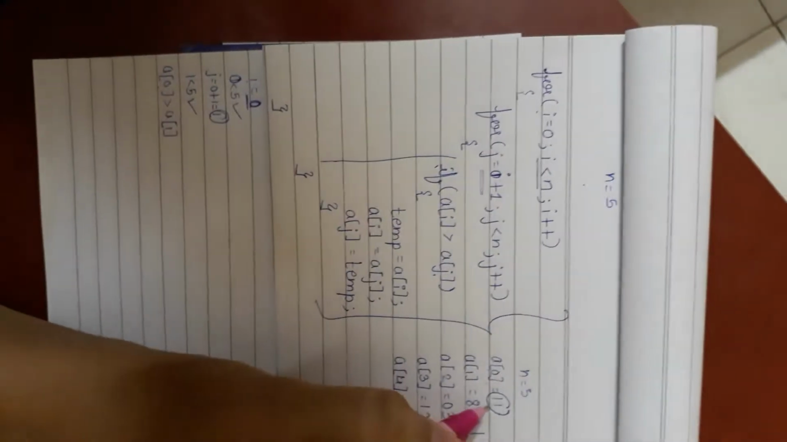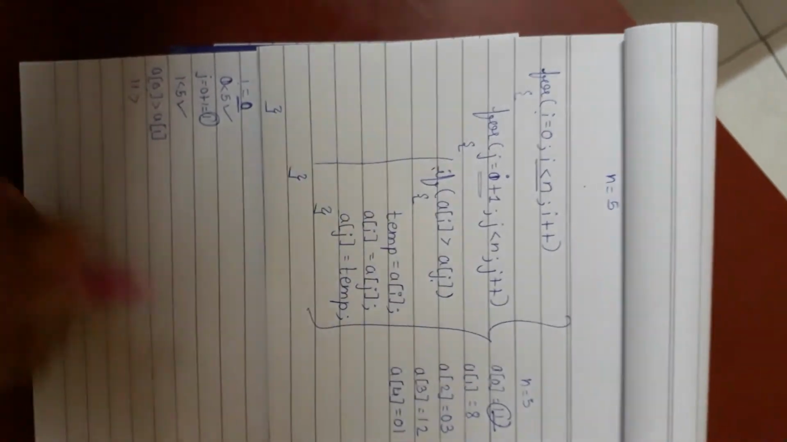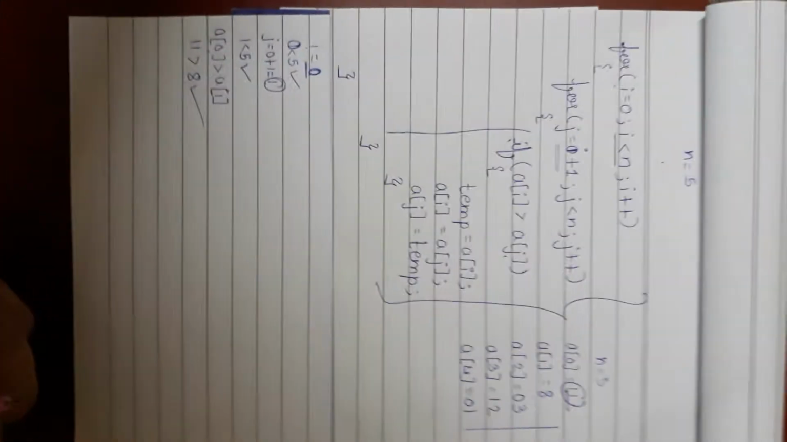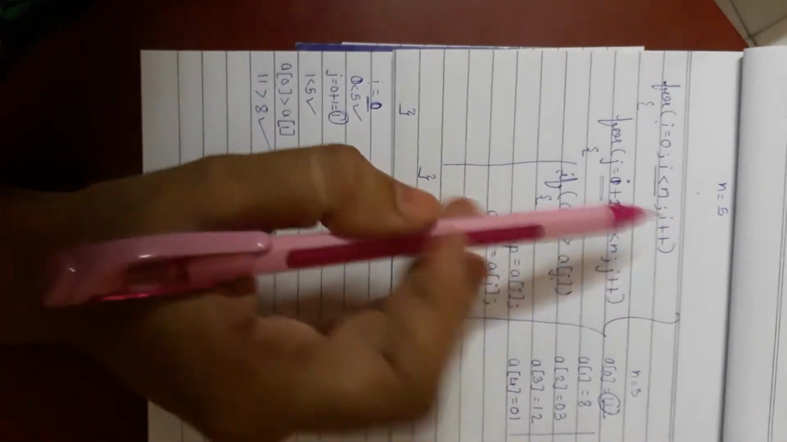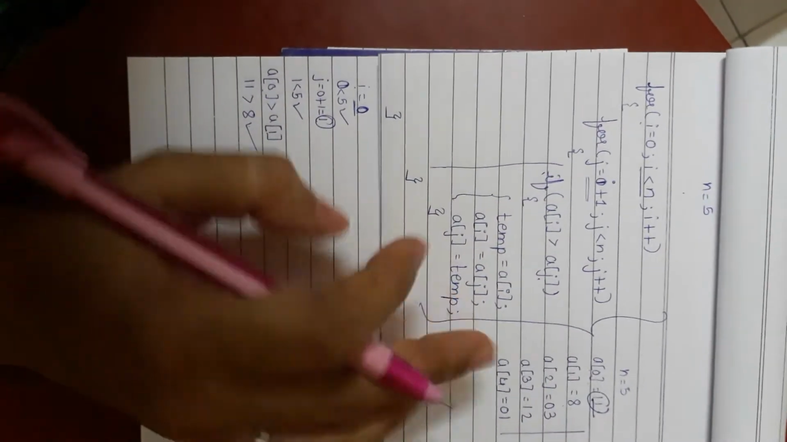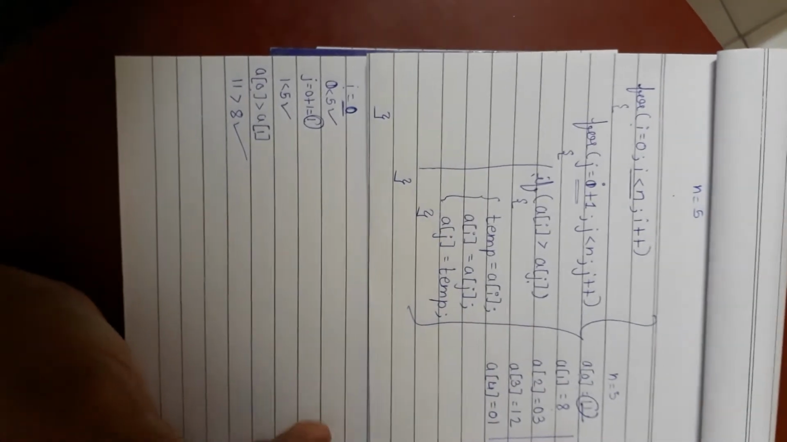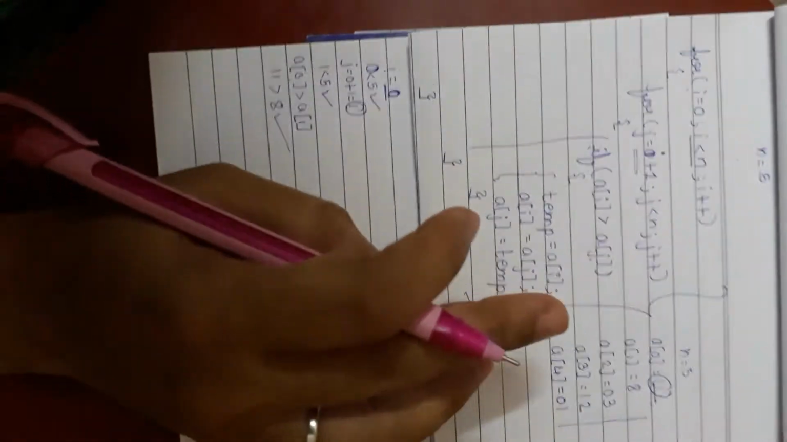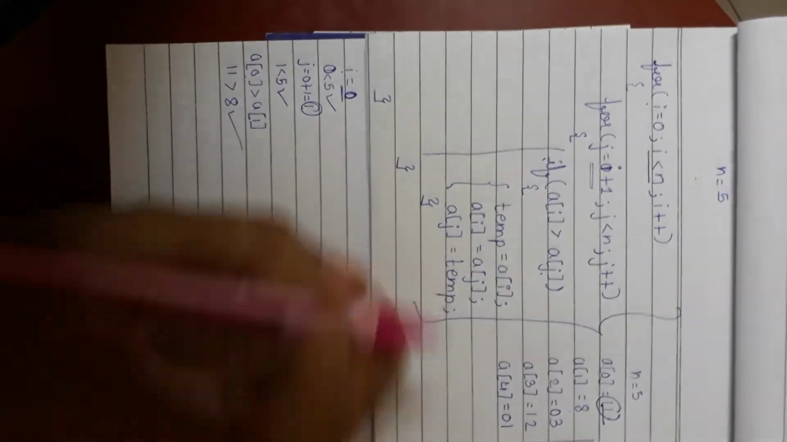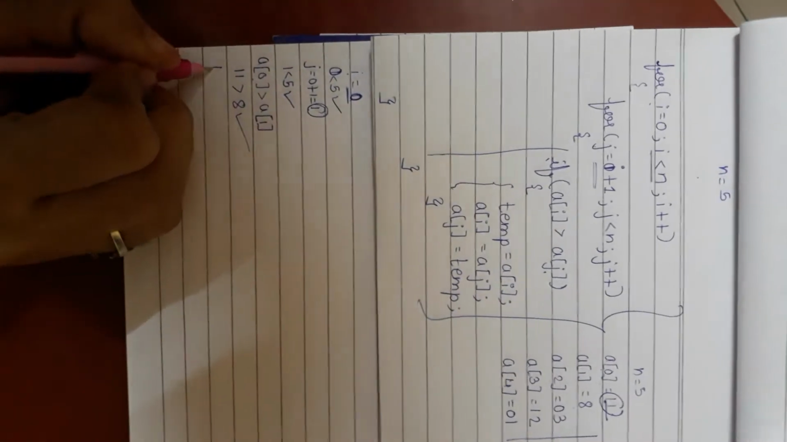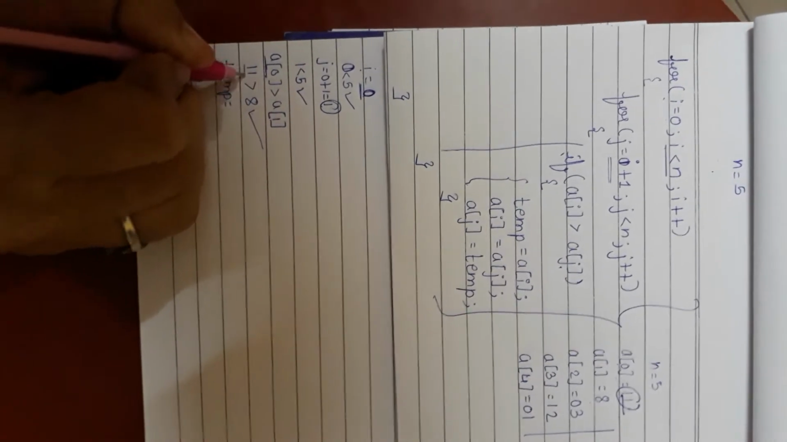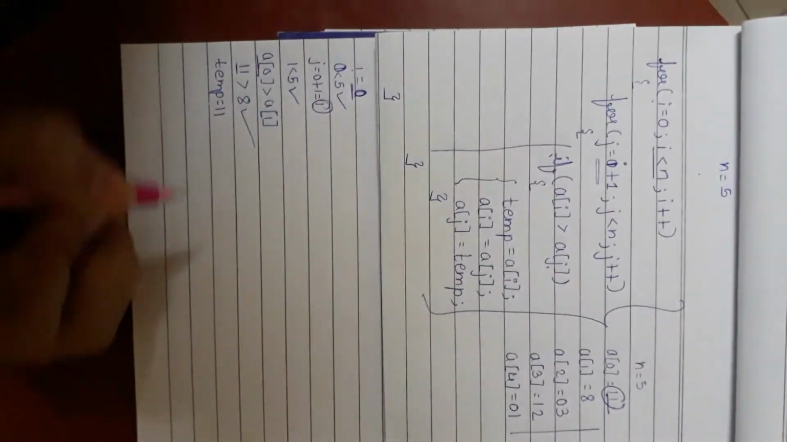So the value of a of 0 is 11, which is greater than a of 1, which is 8. So the condition is true. If the condition is true, what will be the next step? We have written some logic, and this is the swapping logic. Temp equal to a, a equal to b, b equal to temp. This logic we have written for the swapping program. The same logic we have written, but in place of a and b we have taken a of i and a of j. So because of temp equal to a of i, what will happen? The value of a of i, that is a of 0, which is 11, is copied inside temp. So now temp will be 11.